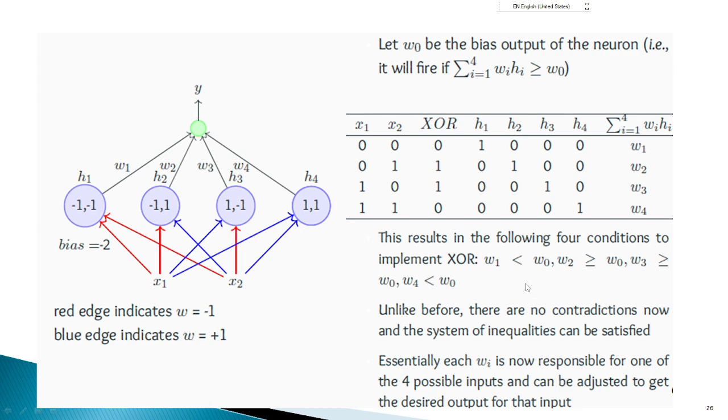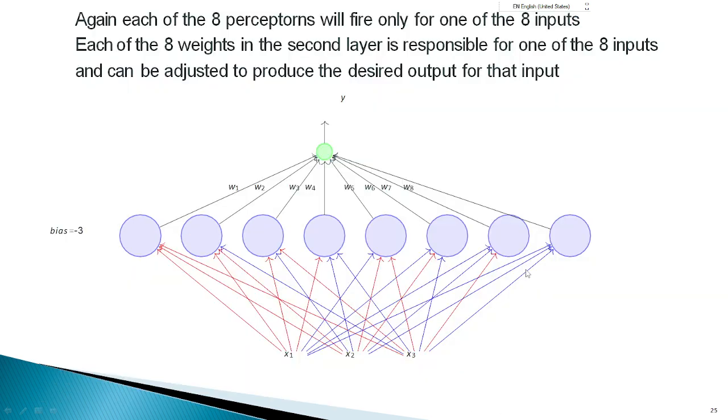So unlike before, there is no contradiction here. The set of inequalities can be satisfied. Inequalities are very clear. Why? Because for each combination of input, only one perceptron gets activated. All other perceptrons in the hidden layer are deactivated. Each Wi is now responsible for one of the 4 possible inputs and can be adjusted to get the desired output for that input.